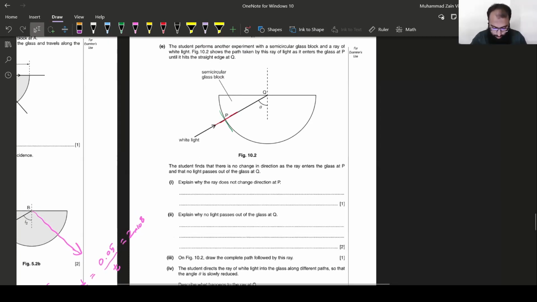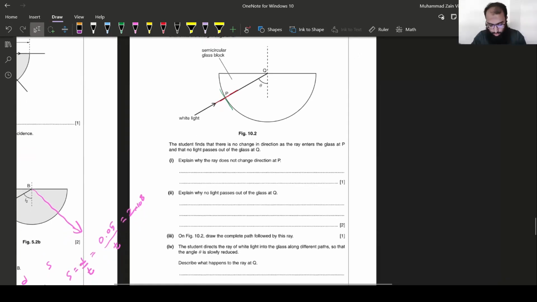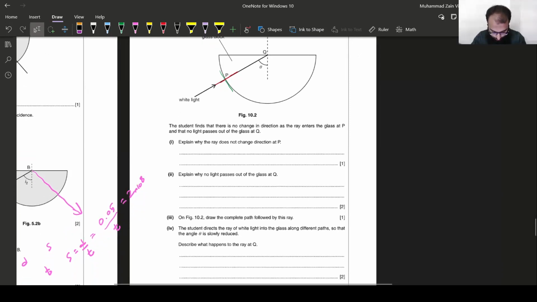And explain why no light passes out of the glass at Q. If no light is passing out at Q, it means that internal reflection is taking place. Why would it be taking place? It would only take place when the angle of incidence is greater than the critical angle. So there is no light passing out of the glass at Q.